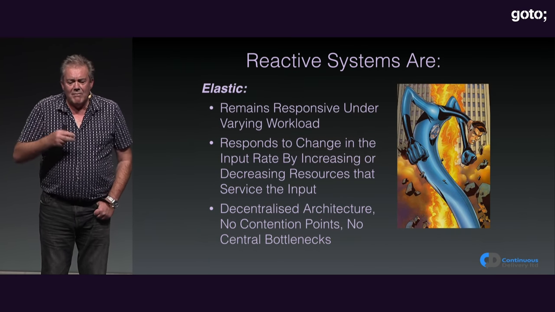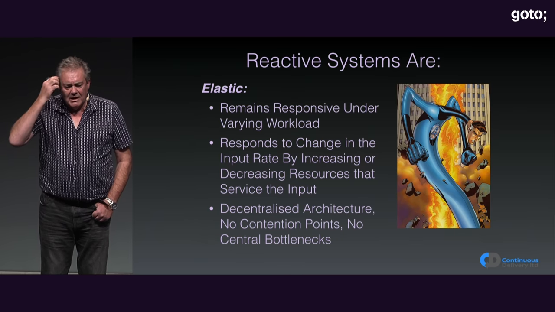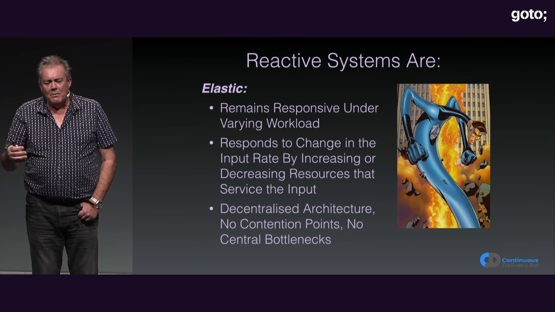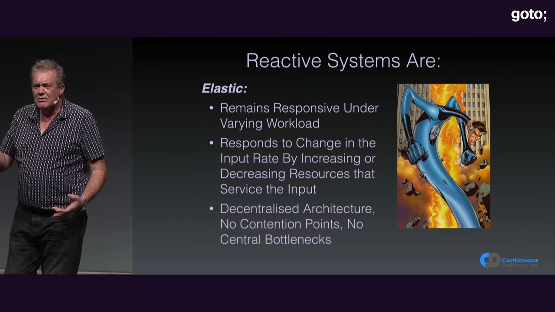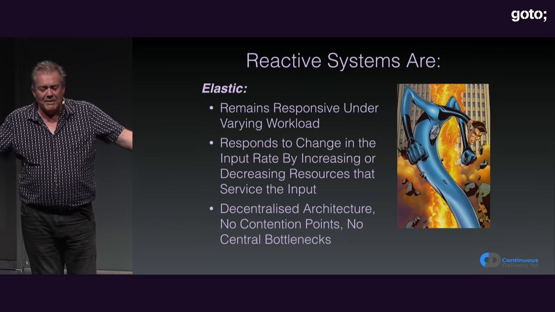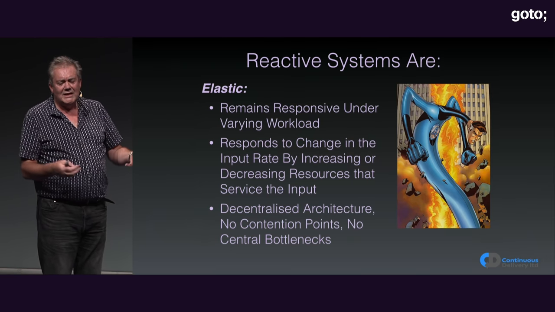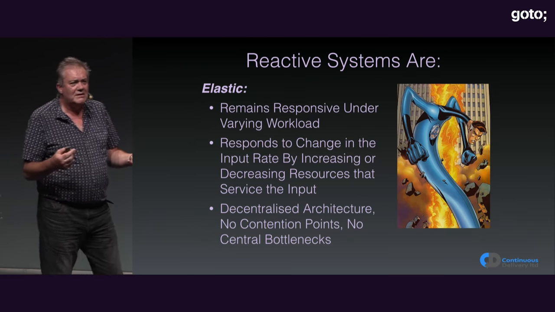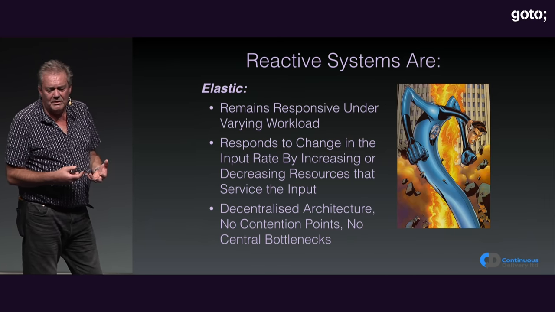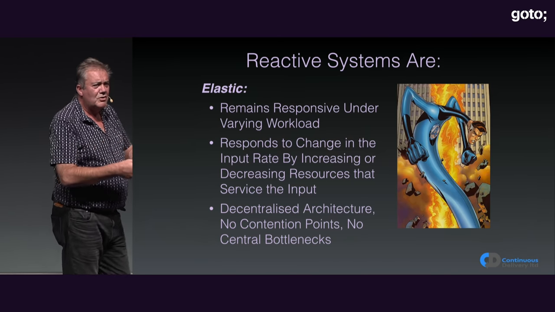They're elastic. They remain responsive under varying workload. They respond to change in the input by increasing or decreasing the resources to keep that responsiveness. And they are decentralized. This is a naturally decentralized kind of architecture, which means that it limits the number of contention points and removes centralized bottlenecks.